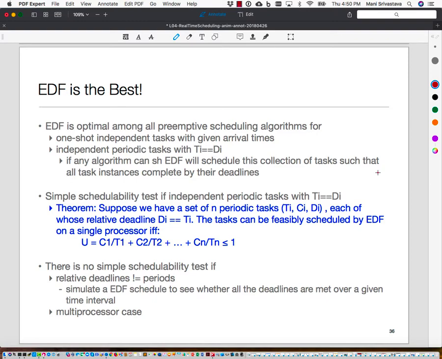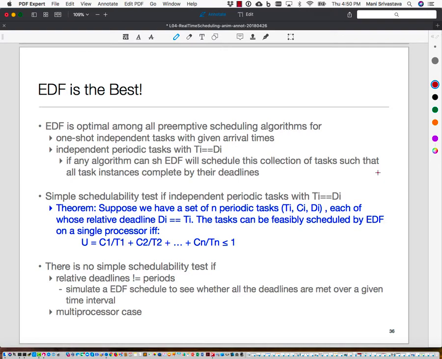Now, if you think about it, that's the best any scheduling can do, right? We are saying if the processor is less than or equal to 100% used, I can schedule it. So EDF turns out to be optimum in that sense: if EDF cannot schedule it, nothing can, or at least laxity first cannot schedule it, nothing can.